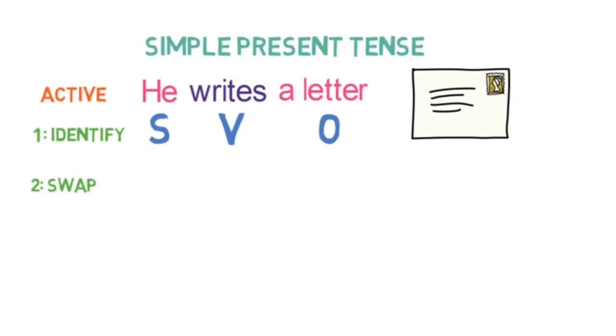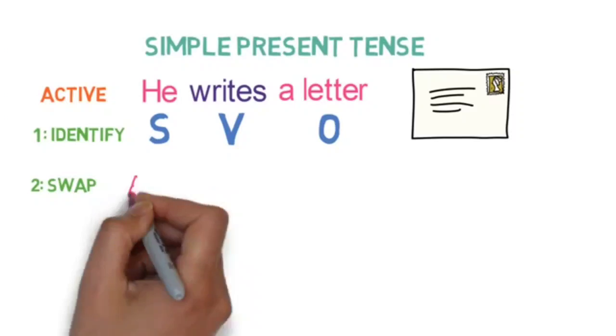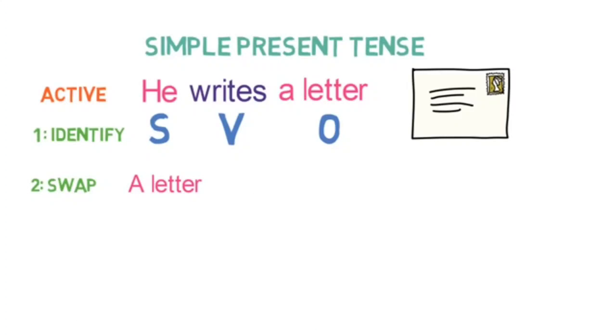Then the second step is swapping the subject and object. I have to change the subject into object and object into subject. So a letter is the object here, and that should be brought to the front as the subject. He will be turned into him, and we have to bring it to the last position.